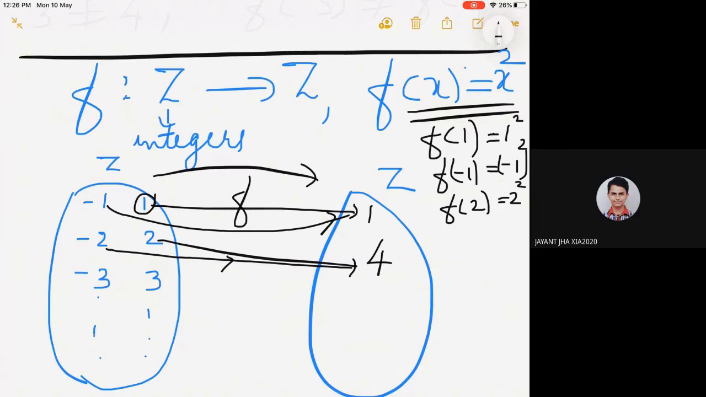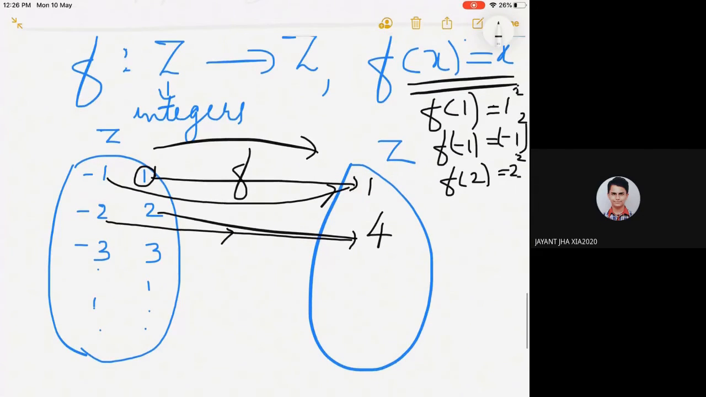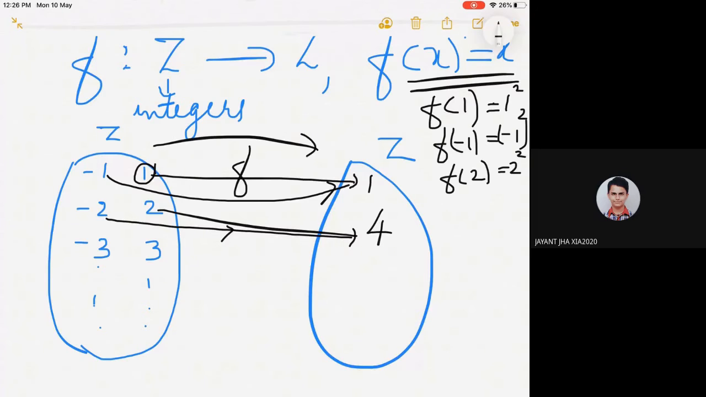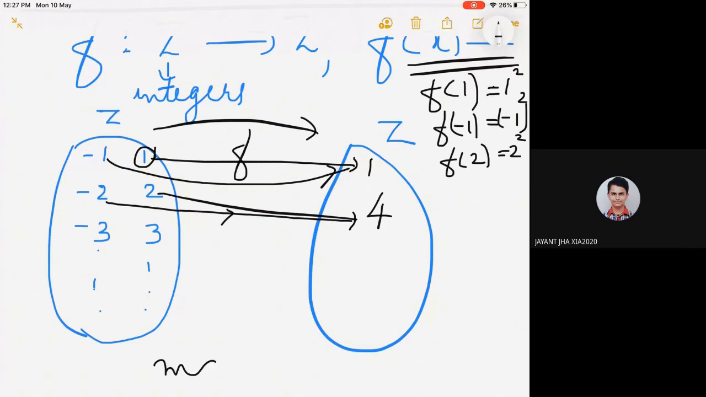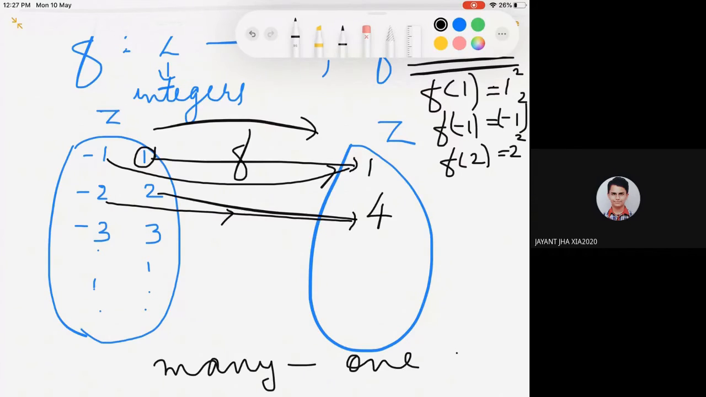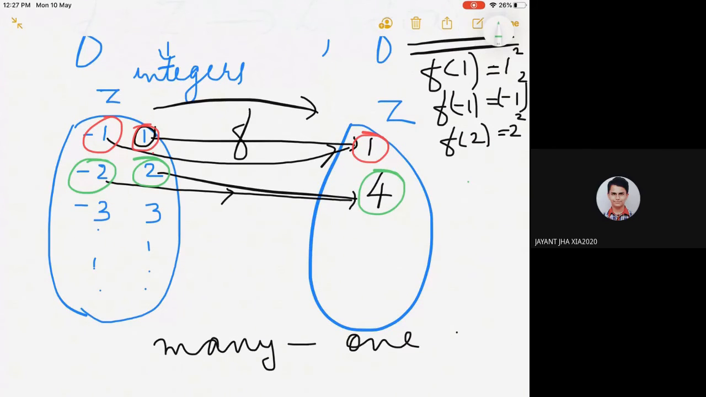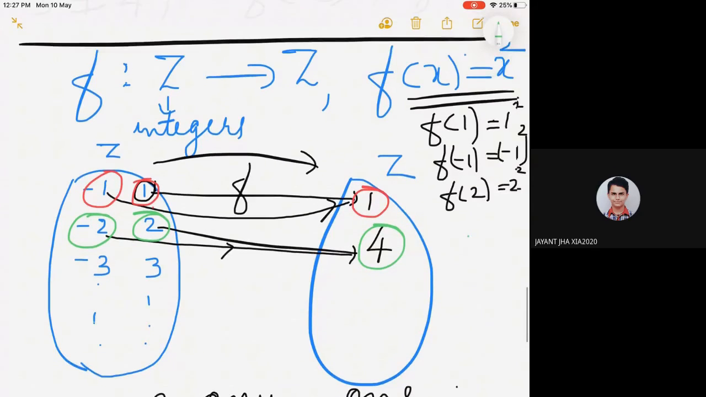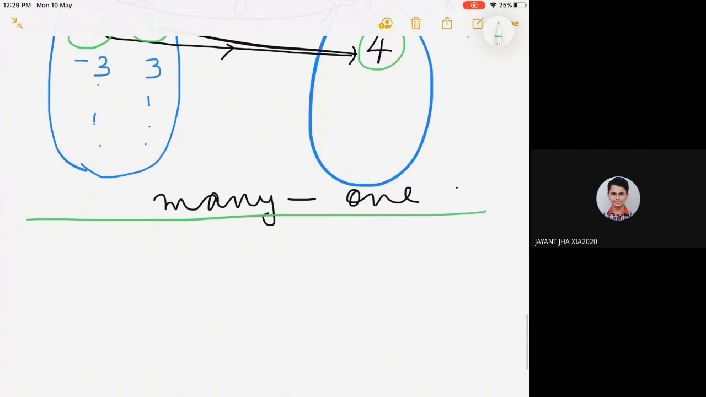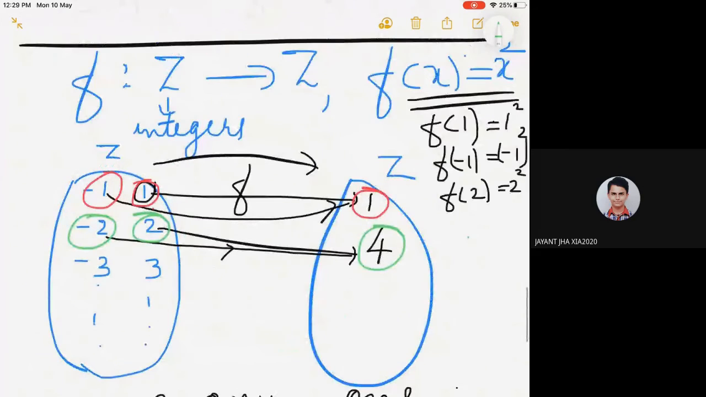So what type of function is this? Is it one-one or many-one? It is many-one. Many elements of this domain have got one image. For example, 1 and minus 1 have got the same image 1. Such types of functions are known as many-one functions. So this is the best example to understand what you mean by a one-one function and a many-one function.